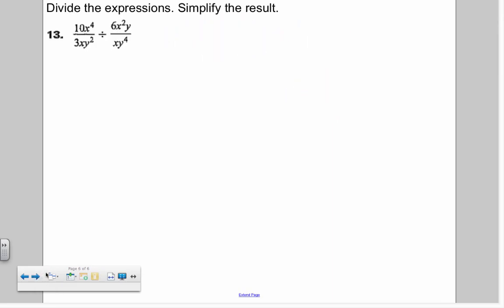Taking a look at the dividing part, we just have to do the same thing, but we have to know our dividing rules. When we're dividing a fraction, what we actually do is multiply by the reciprocal. So let's go ahead and rewrite this division problem as a multiplication by the reciprocal. So I have 10x to the fourth over 3x y squared, and I'm going to multiply it by the reciprocal now. X y to the fourth over 6x squared y. Once I do that, I can go ahead and multiply my two expressions together.